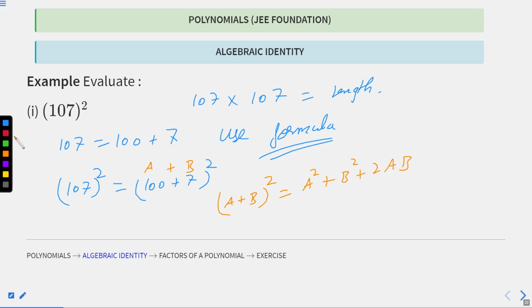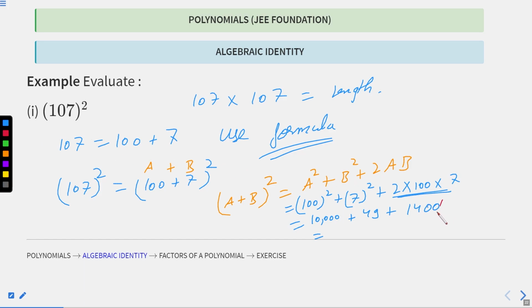And I know A is my 100, so 100 square, plus B is my 7, so 7 square, plus 2 times A, A is my 100, times B, B is my 7. So this 100 square becomes 10,000. This 7 square becomes 49. And what will the last term become? It will become 1400. I hope this is now clear. Now we just have to add.